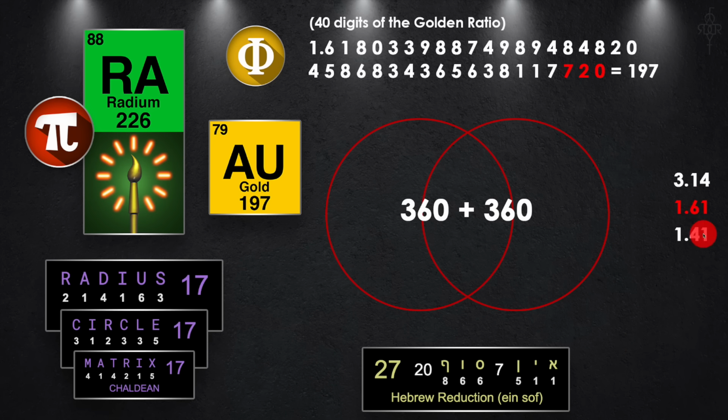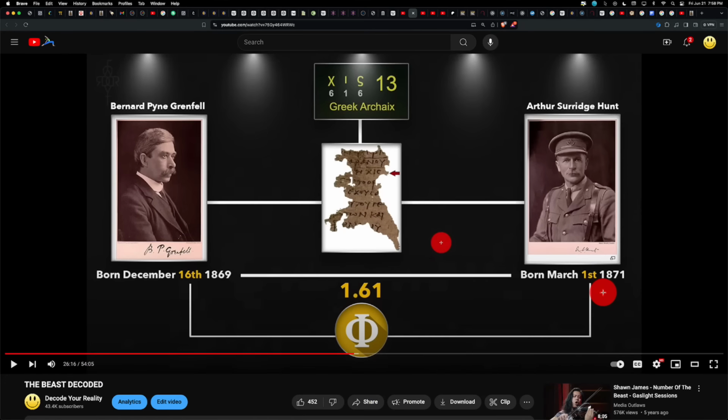So this 1.61 is very interesting. The markers, it's all over this thing. If I keep placing circles there. But how about these two dudes? Bernard and Arthur. Who are these guys? Well, in my Beast Decoded, I covered it. These two guys were responsible for discovering papyrus number 115, which was an artifact that claims that the great beast was not 666, but 616.